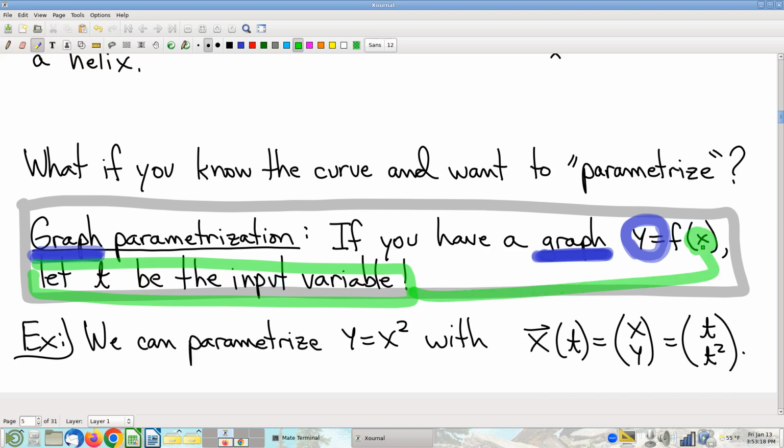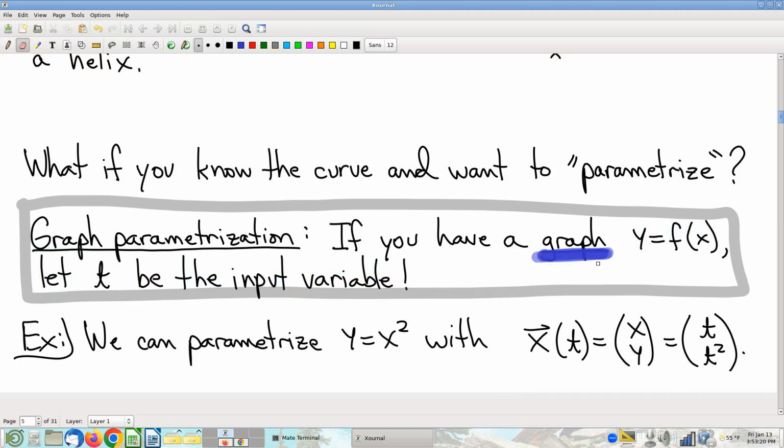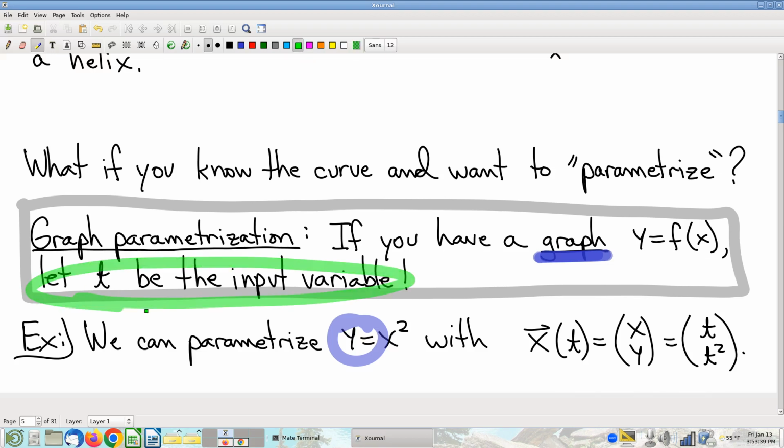All right, now let me show you an example of this, just everything falling into place. Start with this equation here. We're going to parameterize that equation. Notice it is a graph. It's a graph because I have y equals. Y is a function, a given known function of x. We're going to follow this rule. We're going to let t be the input variable. The input variable here is x. So I'm going to let t equal x.